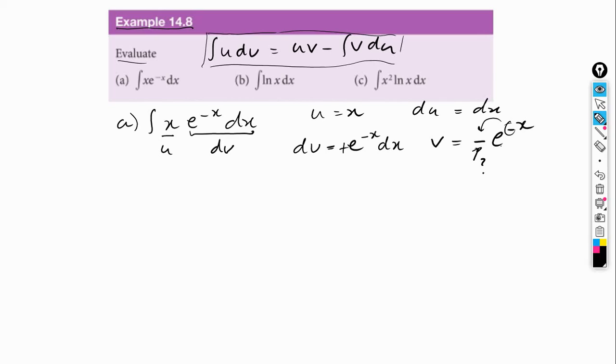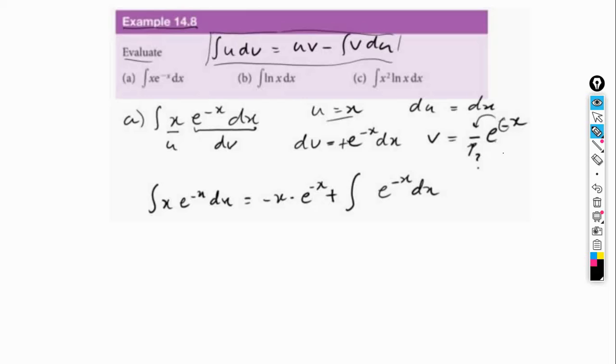Okay, so now we're ready to plug everything into the equation and solve. So we have then that the integral of x times e to the minus x dx is going to equal, remember it's u times v, so x times, and it's negative, so we put it in the front, e to the minus x, minus the integral of v, which again is minus e to the minus x, and then du, which is simply going to be dx. But notice that we have to make this positive because negative times negative is positive, right? If we have a negative in front of the integral and a negative in front of e to the minus x.